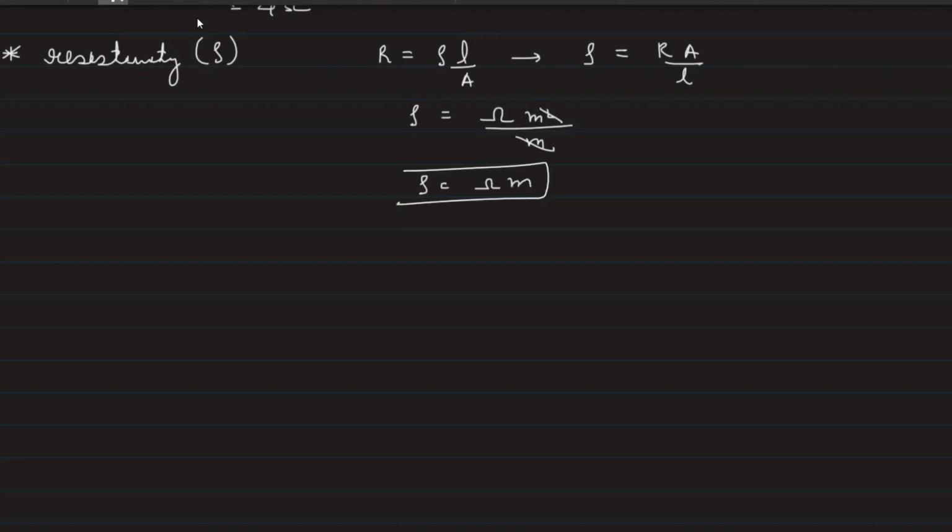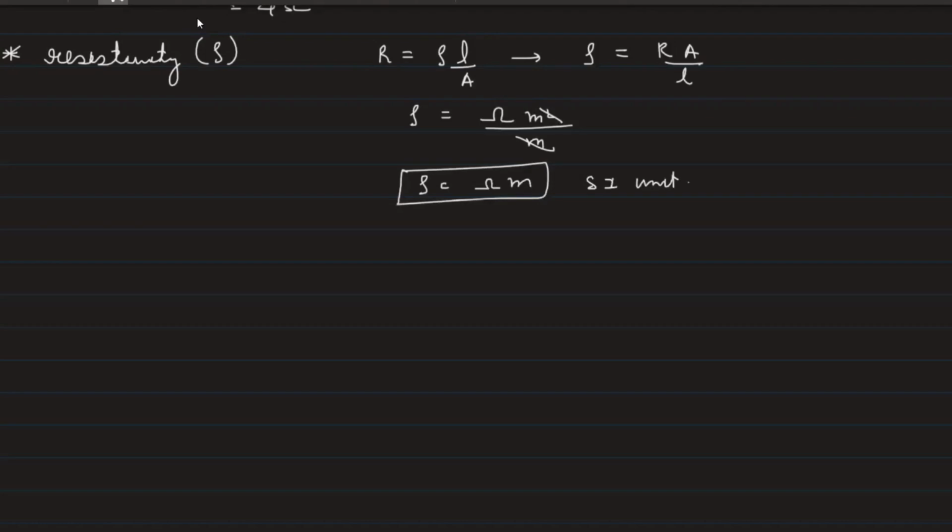Or specific resistance. So we have R equal to resistivity times L upon A. If I make rho on one side, I'll get R A by L. Now we have seen that R is measured in ohms and A is measured in meter square because that is area, and L is in meter. So the SI unit of resistivity is ohm meter.